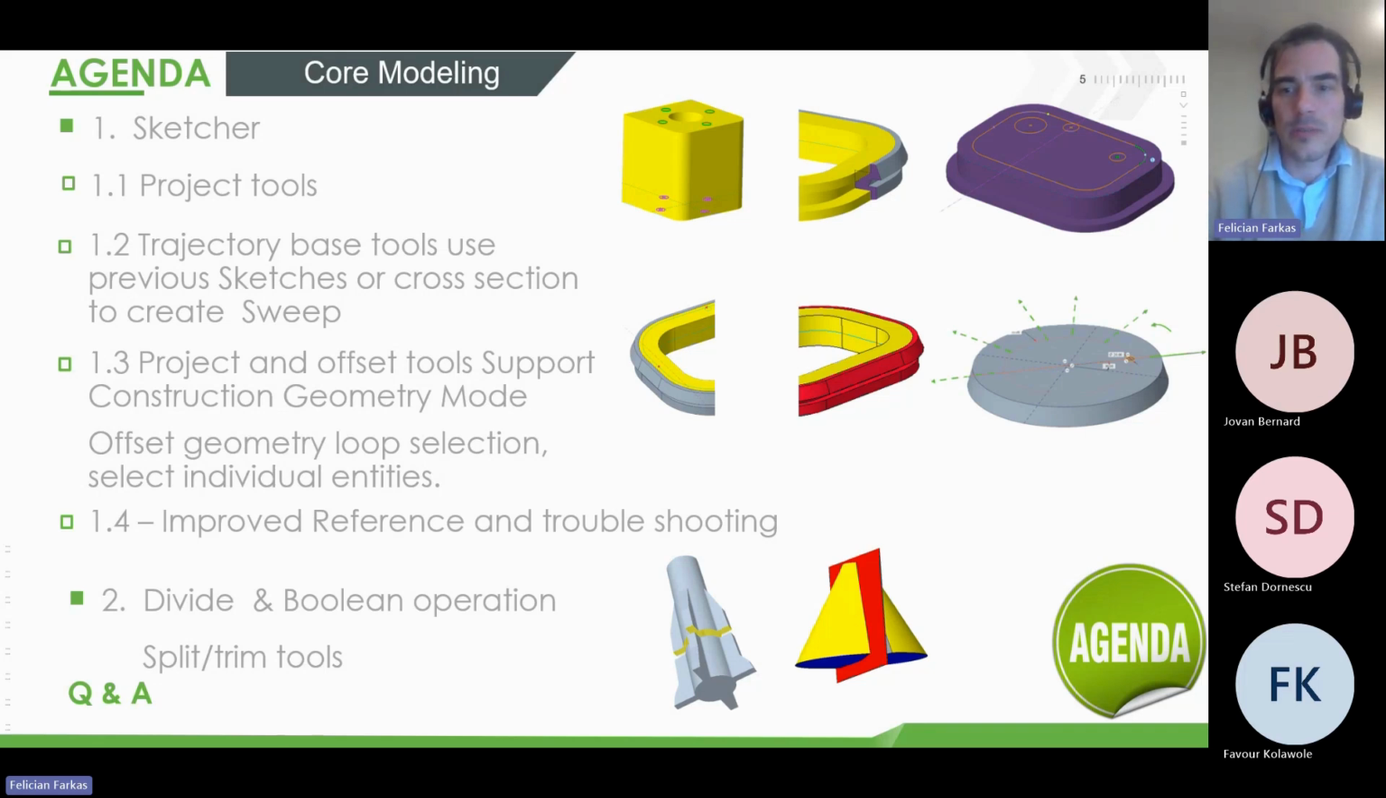Within the sketch tools, we will see the project tools, the trajectory-based tools like sweep, and the ability to use an existing sketch to create them. Use project as offset tools and construction, so it can be used as construction geometry, which is new. Offset geometry as one loop also is an option to expose individual entities. Improvement in reference and troubleshooting.